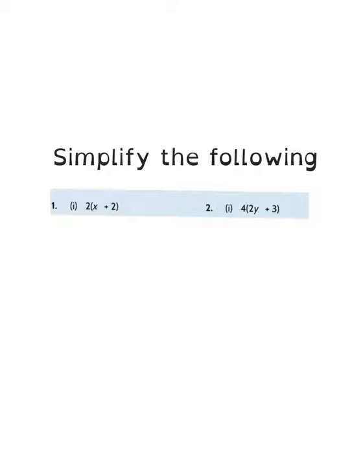When we see brackets in our question, that means we must multiply the number outside the brackets by whatever's inside the brackets. So for example, question 1, 2 by x gives me 2x. 2 by plus 2 will give me plus 4. Now try the second question yourself.